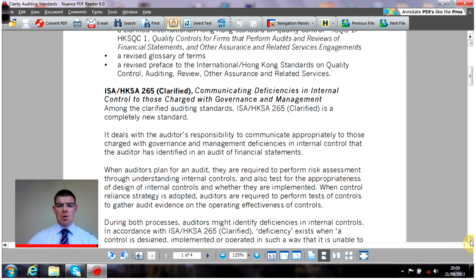So in this short video lecture, we'll be looking at two Clarity Auditing Standards. First one being ISA 265, relating to communicating deficiencies in internal controls to those charged with governance and management. So this standard deals with the auditor's responsibility to communicate to those charged with governance whenever there are any deficiencies in internal controls that have been identified throughout the audit.